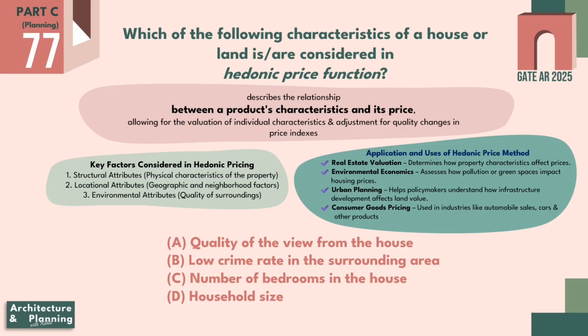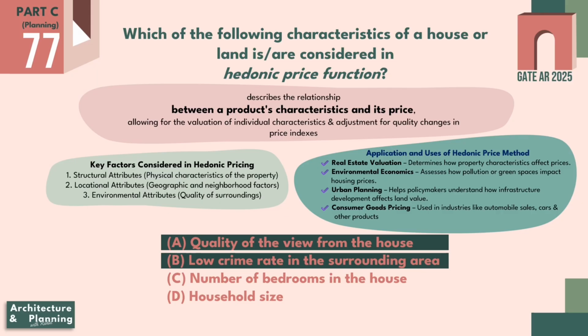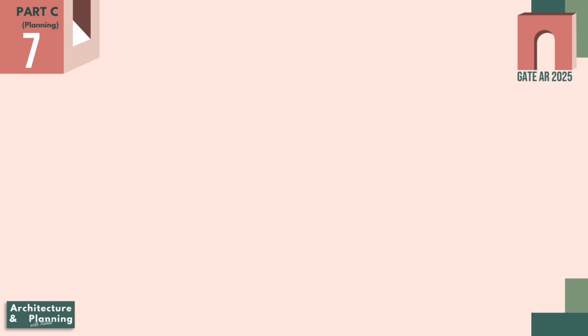Now, based on the definition and application of hedonic price function, option A, quality of the view from the house, which is about the environmental attributes. Option B, low crime rates in the surrounding area, which is about its locational attribute. And option C, number of the bedroom in the house, which is talking about its structural attributes, are the correct answer of this question. Let's see next question.